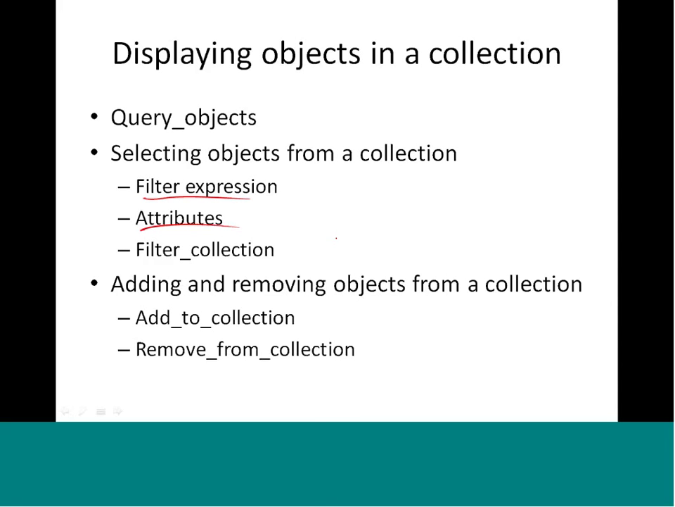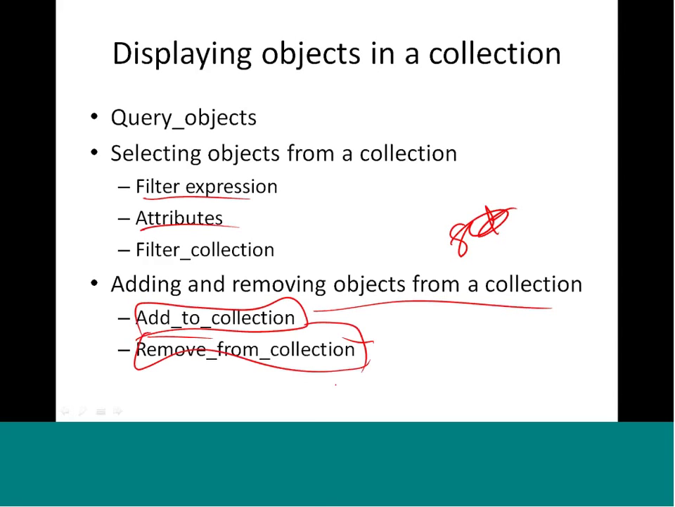Now how do we add and remove objects from a collection? We already saw how to add the first element using the get or the set commands, but for adding and removing objects from a collection we have to use these two commands, either add to collection or remove from collection. These are preset commands which will help add new objects into the collection or remove the existing ones. And as I said, when the last element is removed, this collection ceases to exist, and it's completely destroyed.